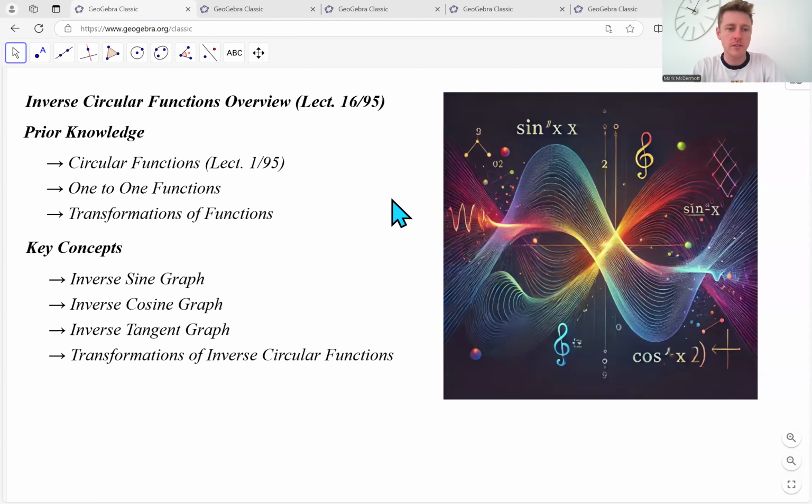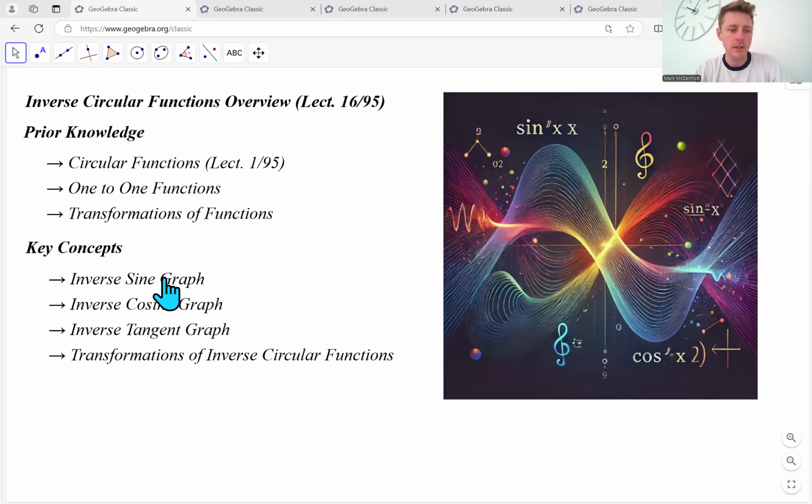Okay, inverse circular functions. Some of the prior knowledge for this will be circular functions, which we spoke about in lecture one, but also some information from the methods course about one-to-one functions, and generally about transformations of functions when you start dilating from the x and y axes and translating left and right and up and down. Key concepts we'll cover will be the inverse sine graph, the inverse cosine graph, the inverse tan graph, and transformations of inverse circular functions.